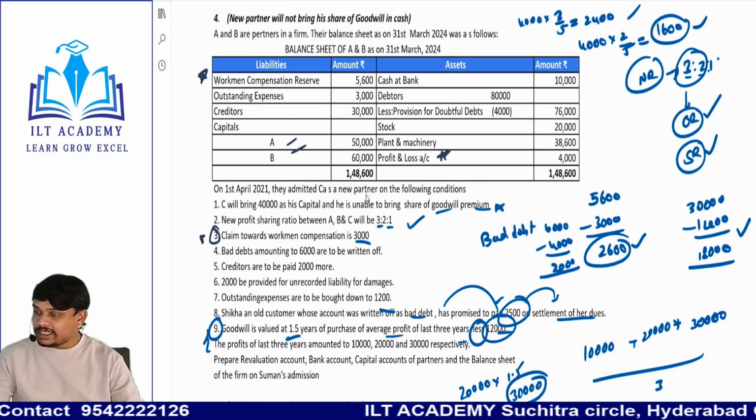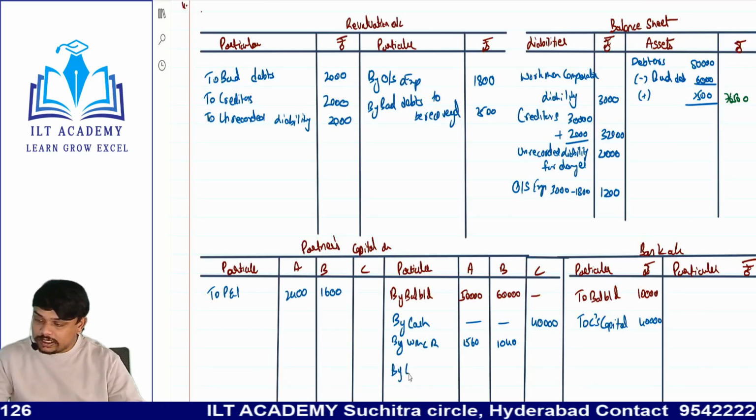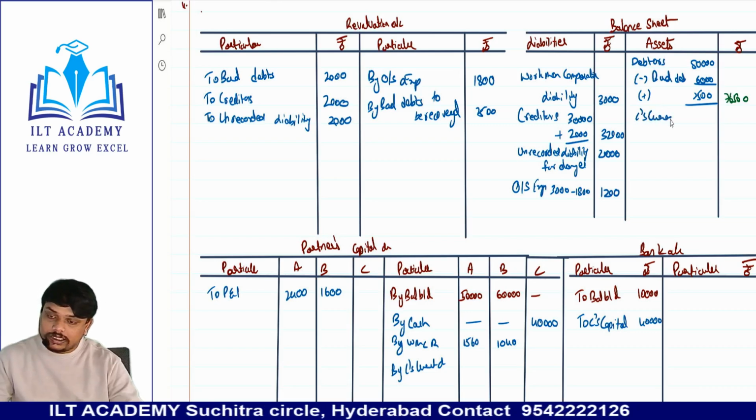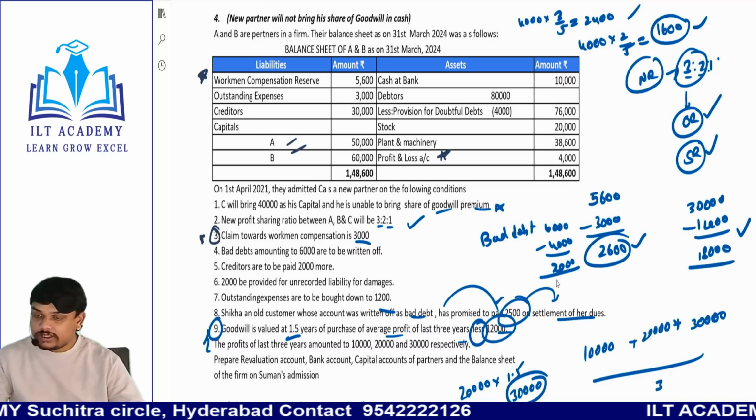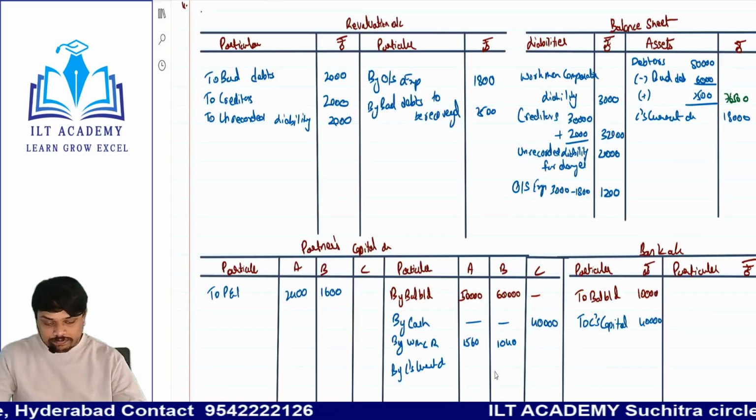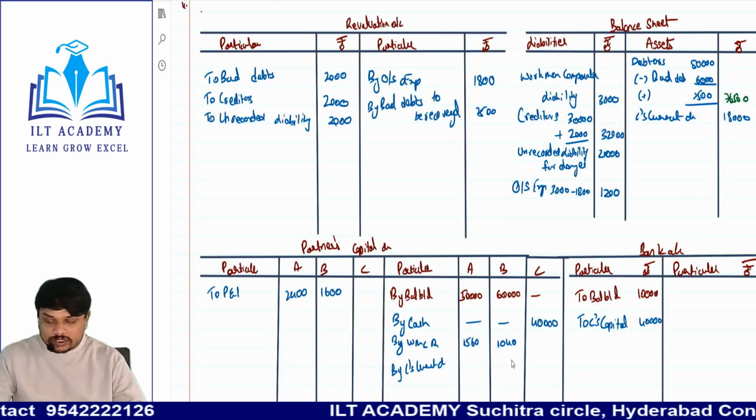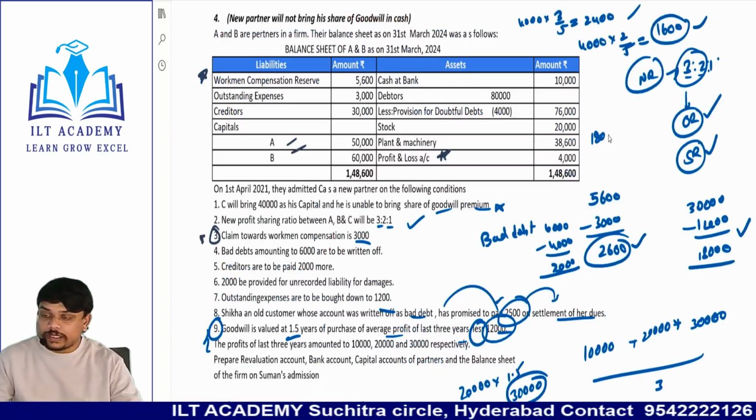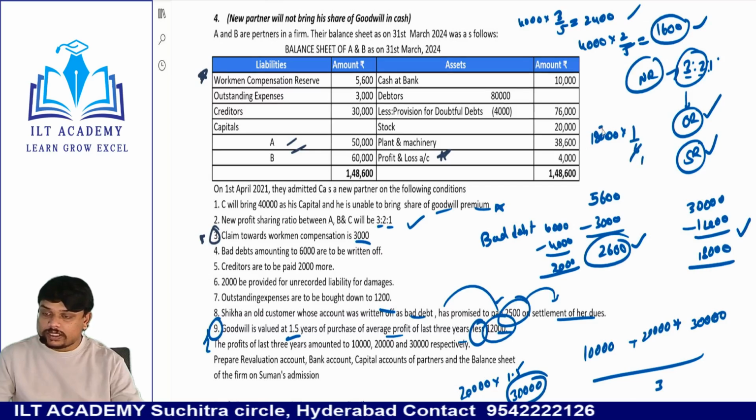18,000 is a goodwill, and this he was unable to bring. So here you will write by C's current account. Here also C's current account 18,000, which will be distributed in 3:2 ratio. 18,000 if you do in 3:2 ratio, what is the amount? Small mistake. 18,000 is firm's goodwill. So 18,000 you need to multiply with 1 by 6, which is 3,000.